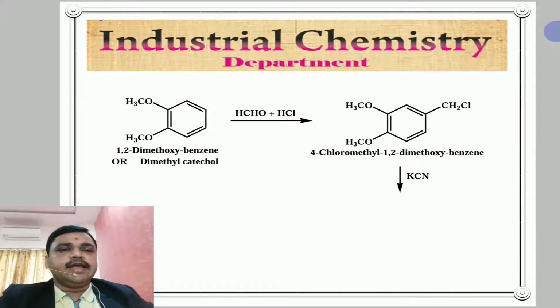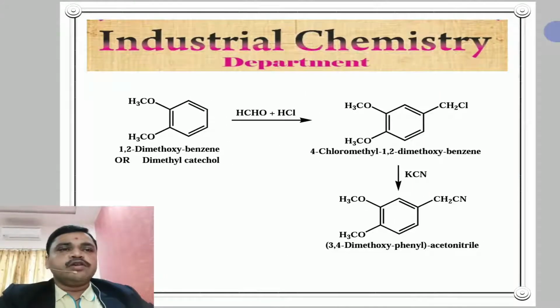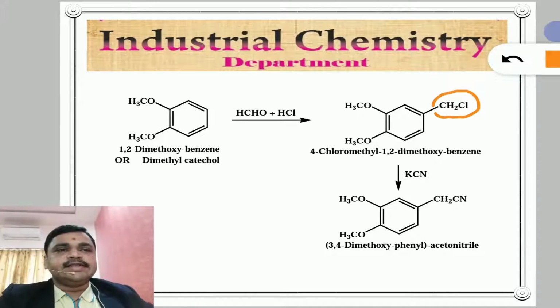Now this 4-chloromethyl 1,2-dimethoxybenzene is treated with potassium cyanide, KCN. So the chloride is replaced by the cyanide group. Here CH2Cl is converted into CH2CN in presence of potassium cyanide, and we get 3,4-dimethoxyphenyl acetonitrile. CH2CN is acetonitrile.